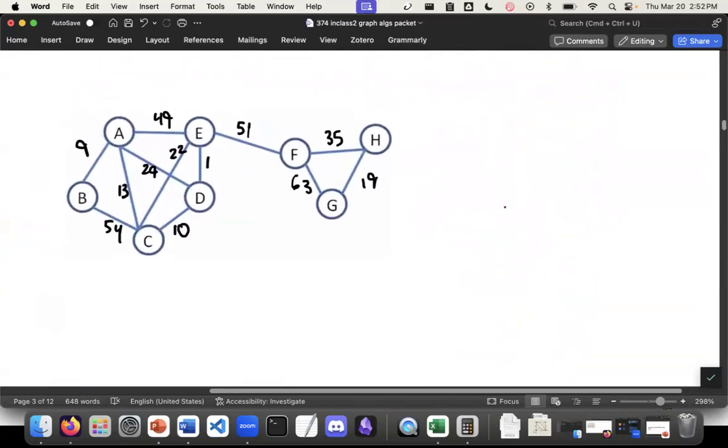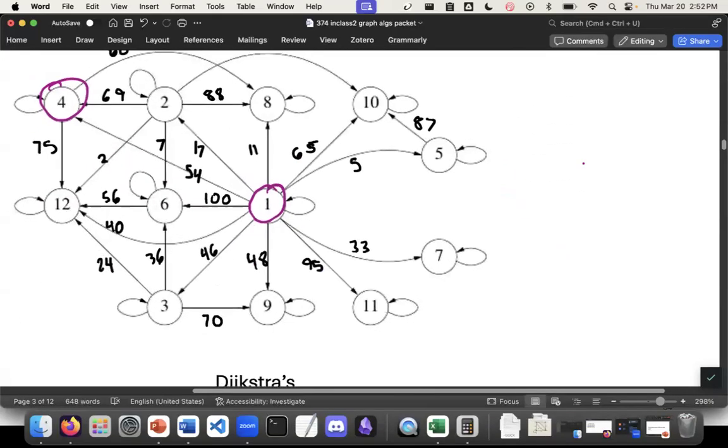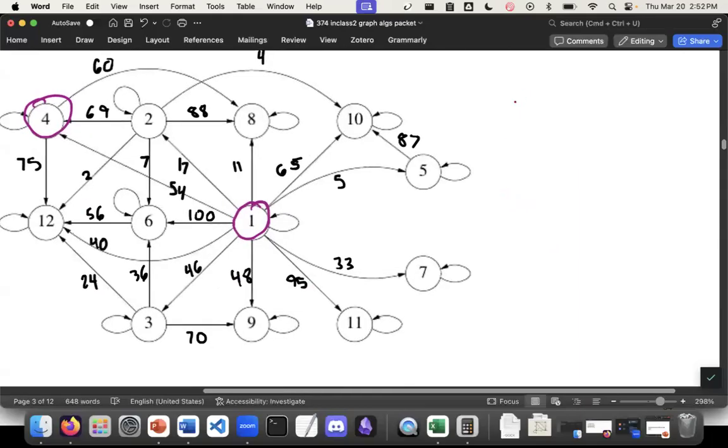All right, can someone tell me what the cost for the minimum spanning tree they got for this one with Kruskal's? 138. Did anybody get cheaper? Is it the same one as Prim's? Okay, cool. What about this one? What cost did you get? 172? Is it the same one? What about this one? What cost did you get for this one?